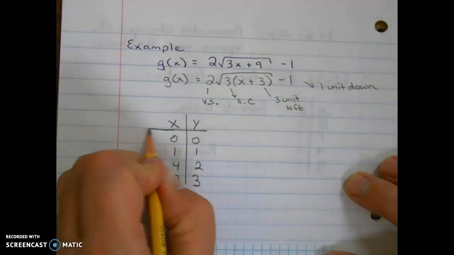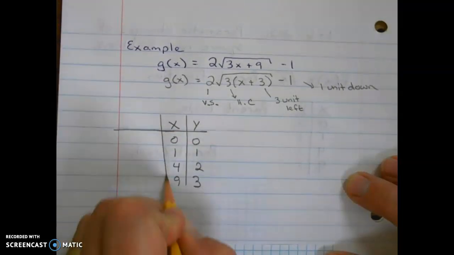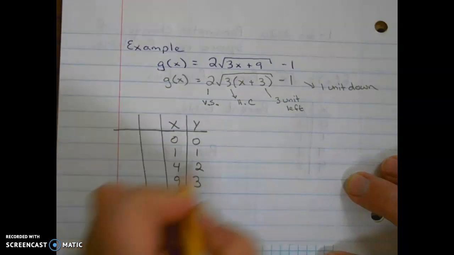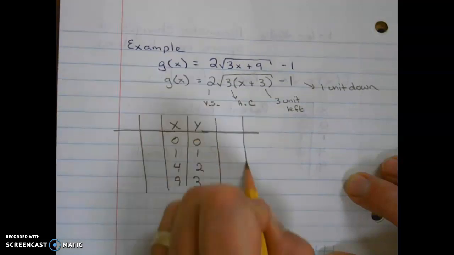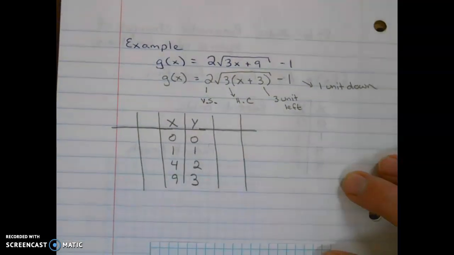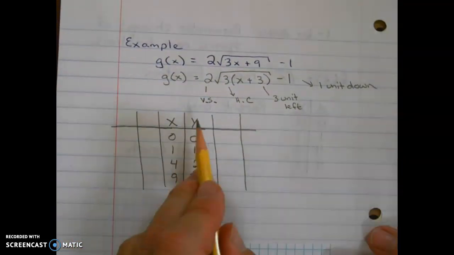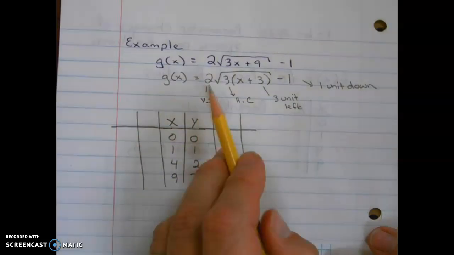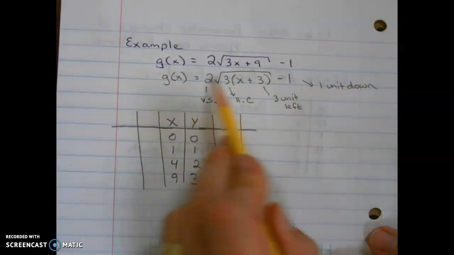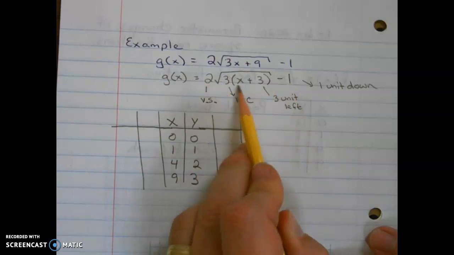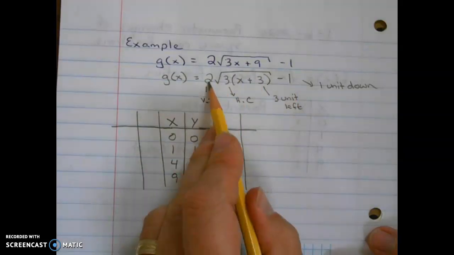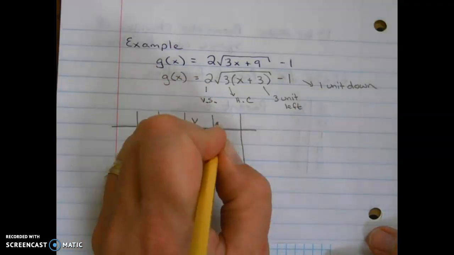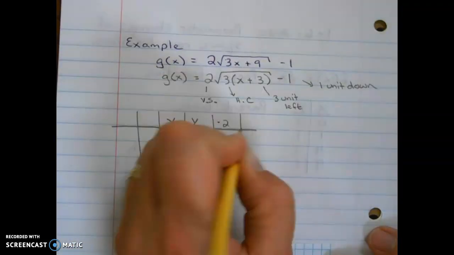All right. We're going to extend x out, and we're going to extend y out. Okay, so what affects y? Well, what affects y are the parameters on the outside of the grouping symbol. Here the grouping symbol is the square root symbol. So we're first going to multiply by 2 and then subtract 1.